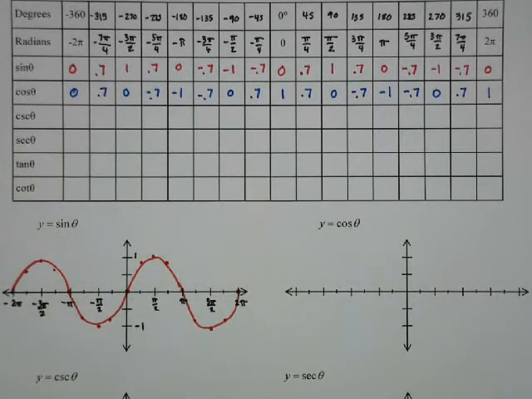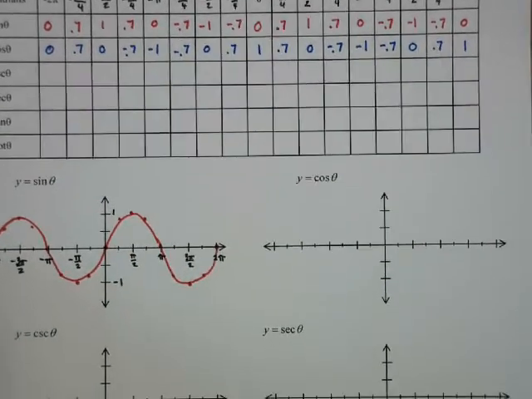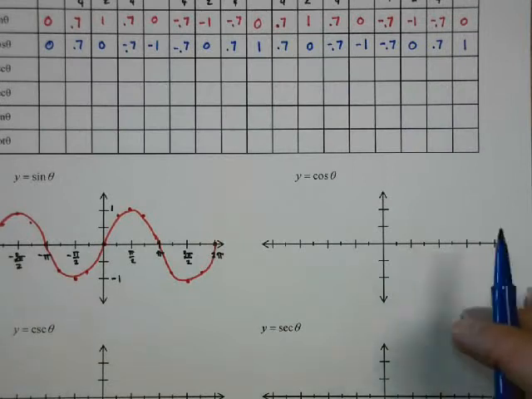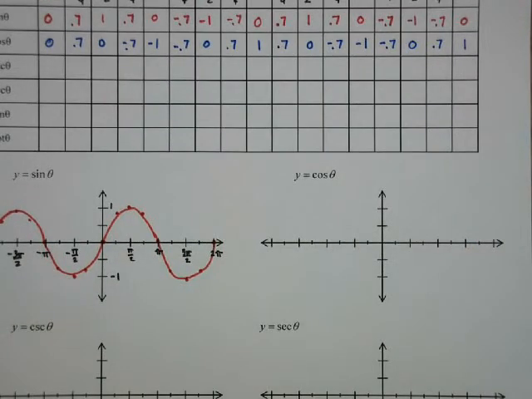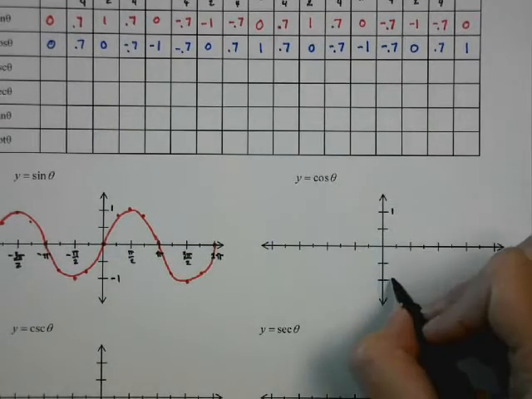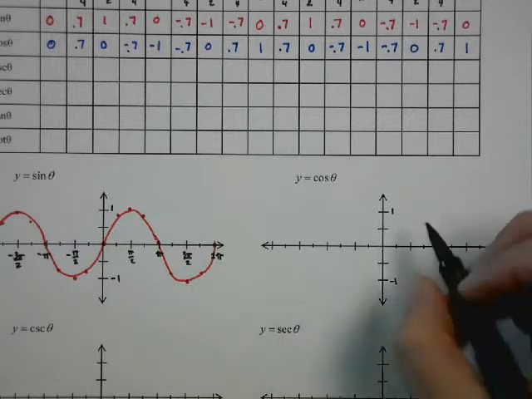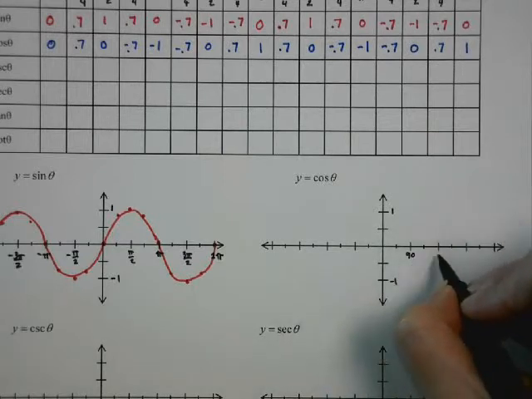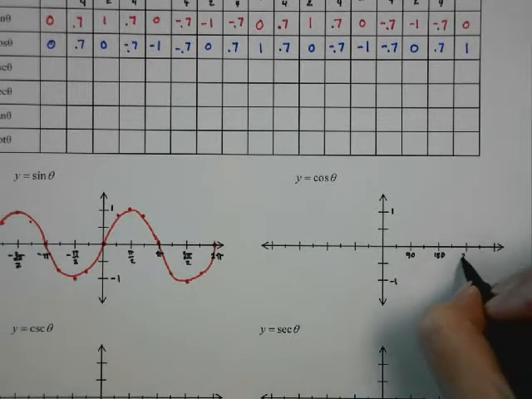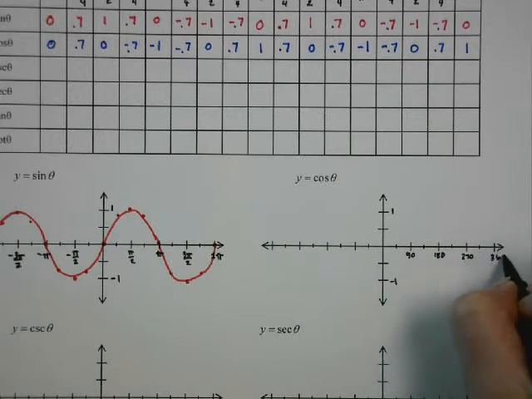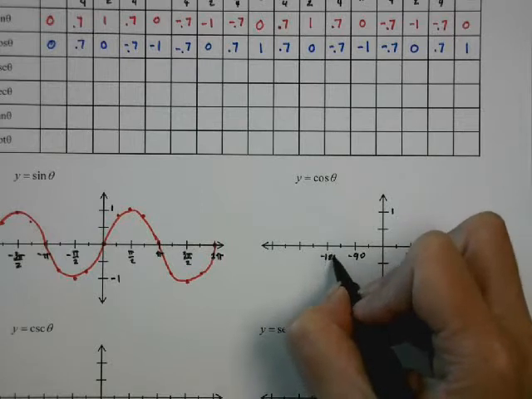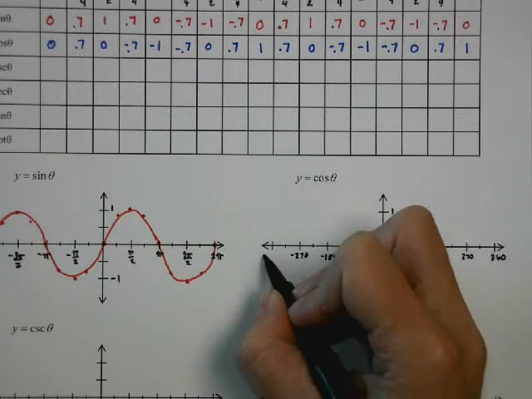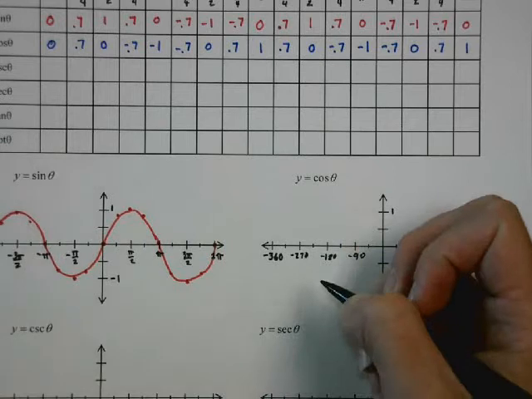Okay, so now we're going to transfer this information to this graph. I'm going to go ahead and label this one in degrees, but typically we're going to just use radians to do all of this. So this is going to be 1 and negative 1. This is 90, 180, 270, 360, negative 90, negative 180, negative 270, negative 360.